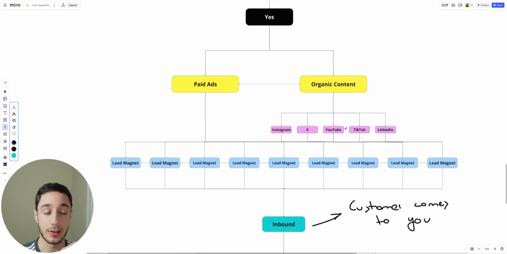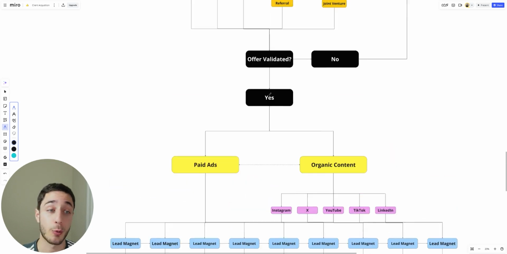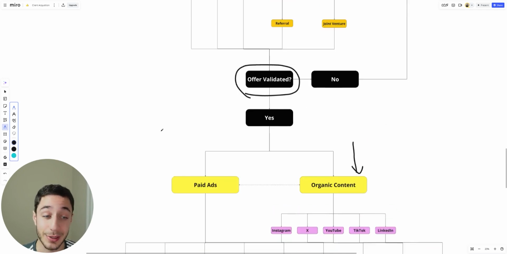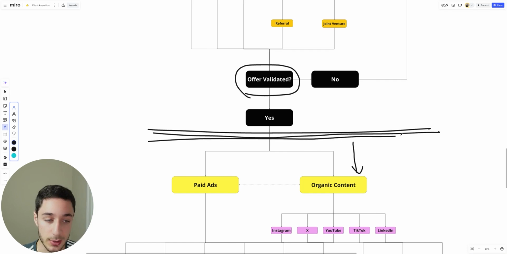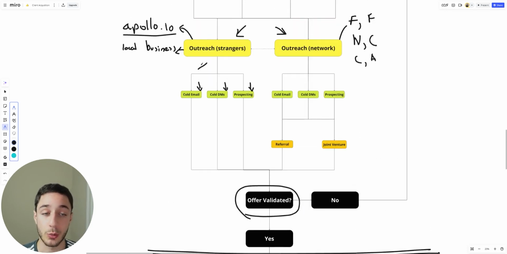Okay. And this is why it's so important. Because inbound is so powerful, organic content takes a long time to actually set up. This inbound marketing takes a long time to set up, and it takes a long time to get it flowing and actually efficacious. That's why we want to make sure our offer is validated before we even consider spending any time on organic content. So guys, please do not miss this step and do not cross this line sooner than you need to. Please make sure your offer is validated using the two outreach methods that we talked about here.